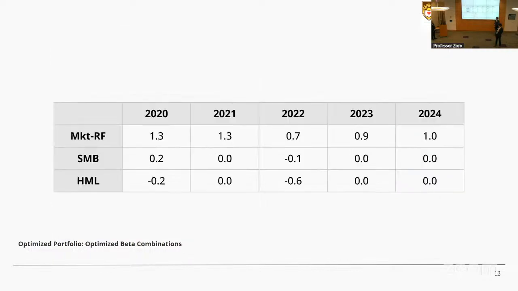And for anyone curious, the actual beta points that we rebalance to for each year are the ones as shown. So what that means is for 2020, per se, we rebalanced every month to a 1.3 market risk factor, a 0.2 size factor, and a negative 0.2 value factor. And then it just extends to 2024.